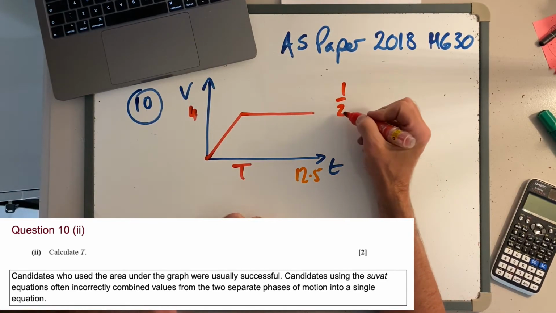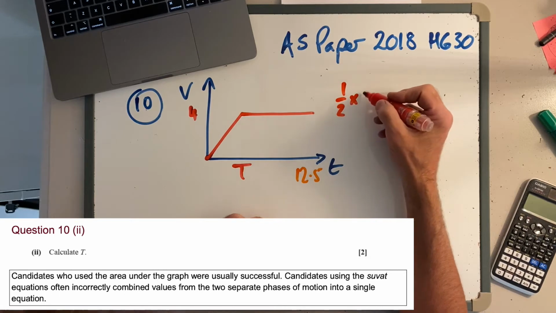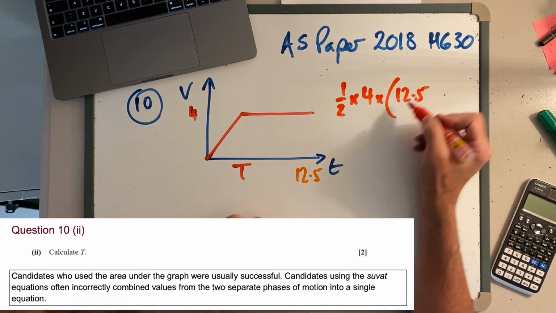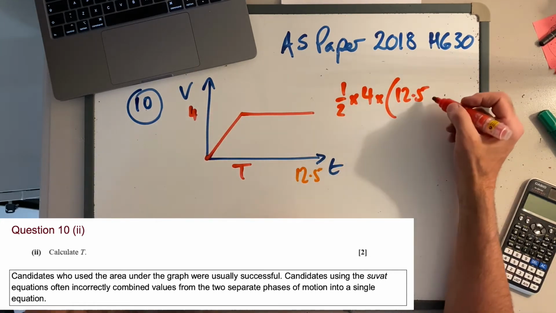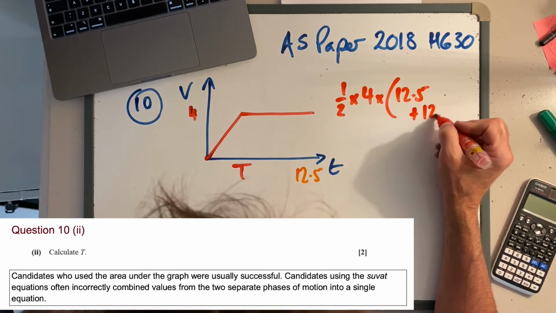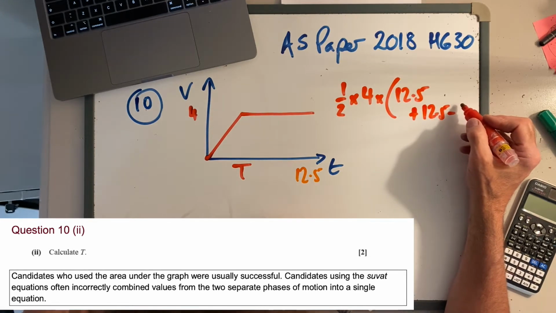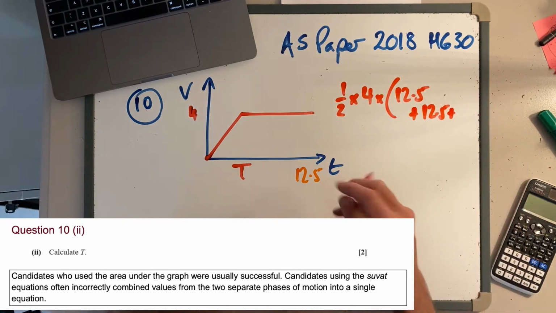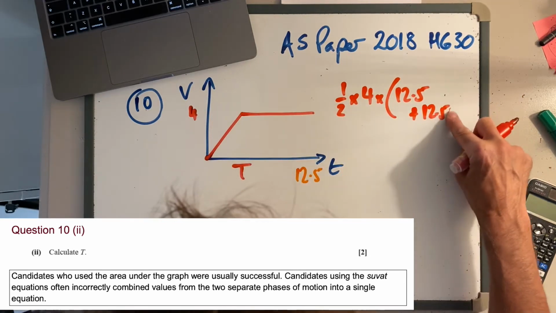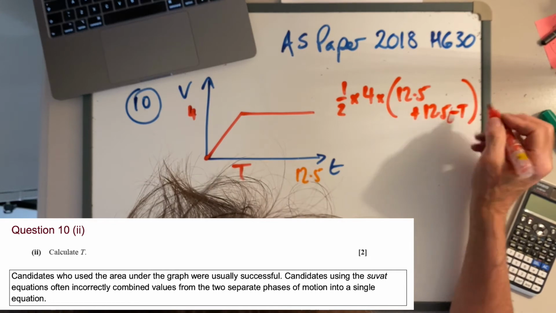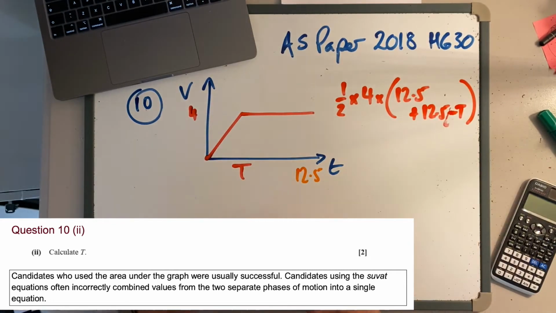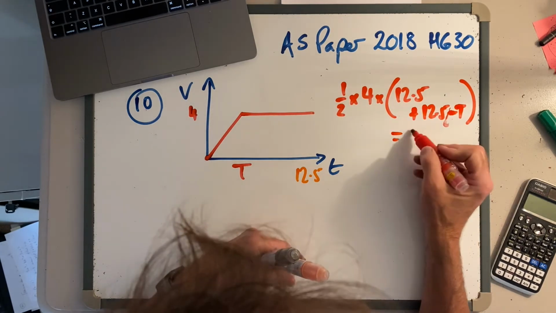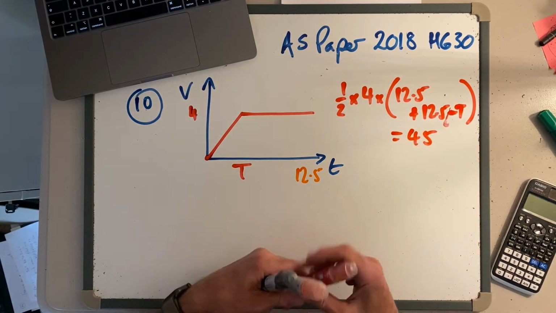So it's going to be a half times 4 times 12.5 plus that distance there, which is 12.5 minus the t. No, it's minus the t. I want to minus that t bit there. So hopefully you can see how this all works then. And we know that equals 45 because it's the area of the trapezium.